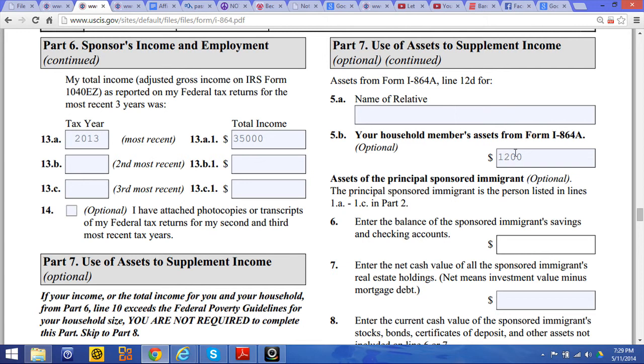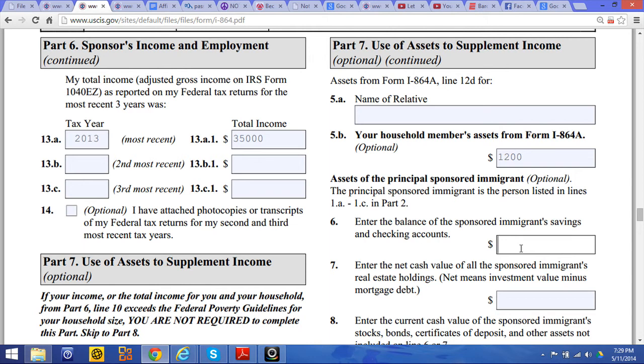So you will put the name of your boarder here. Whatever family member is in your household size, that you counted in your household size, you will put the value of his assets here if you want to. Because it is really optional.